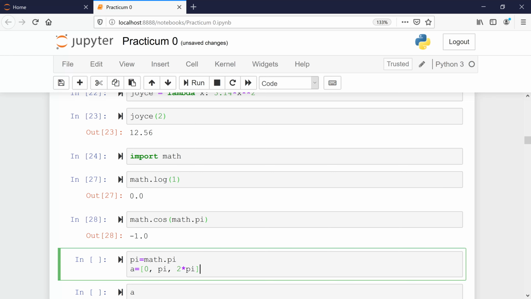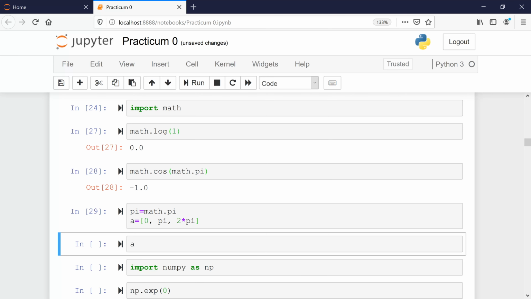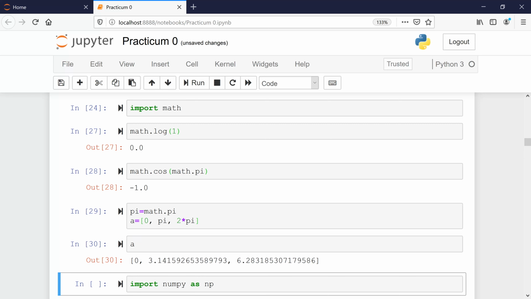And now, for example, let us make a vector having 3 components, 0, pi and 2 pi. Now this code is better. Let us see how a looks like. So it's a vector having 3 components. It's a list if you like.